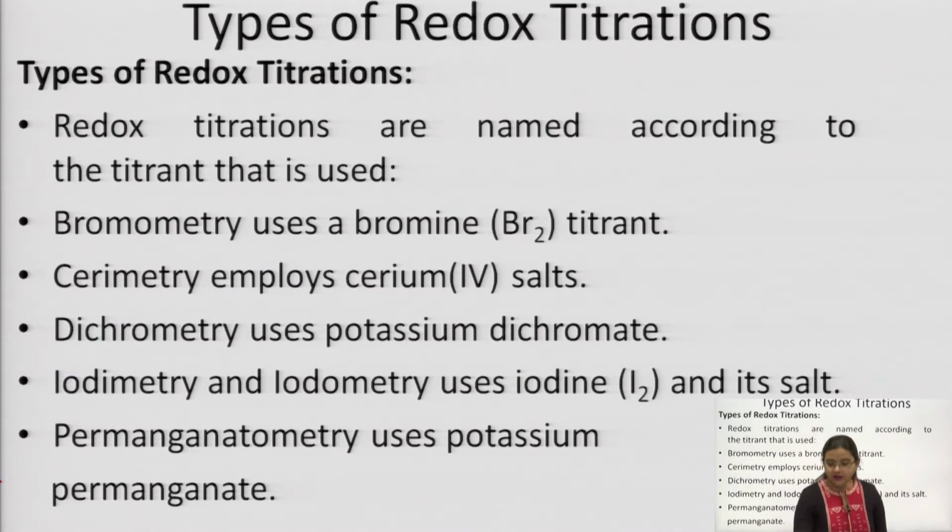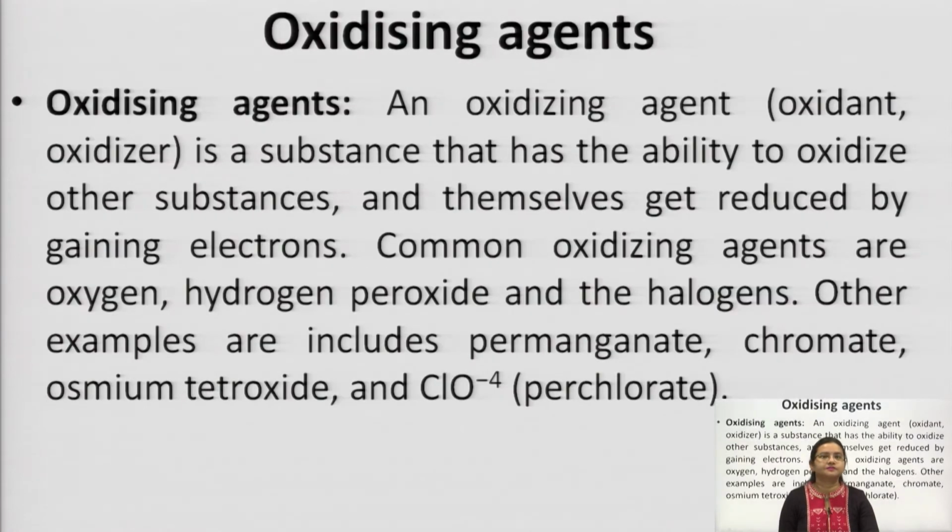Among these, two titrations are very common and usually held in laboratories. All of us have performed the permanganometry titration and iodometry titration in our practical laboratories also. So, these were the types of redox reactions or redox titrations.